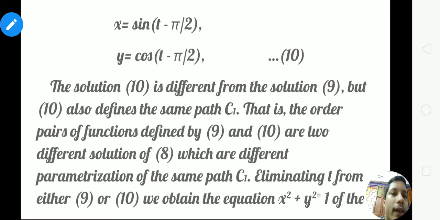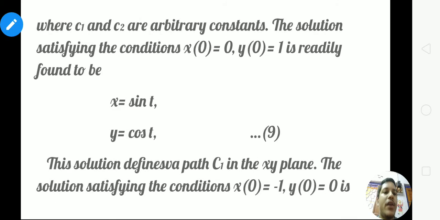And in the same way, cos(t - pi/2) is equal to cos(pi/2 - t), which at t = 0 is cos(-pi/2) = cos(pi/2), equal to 0. So it satisfies the previous condition.